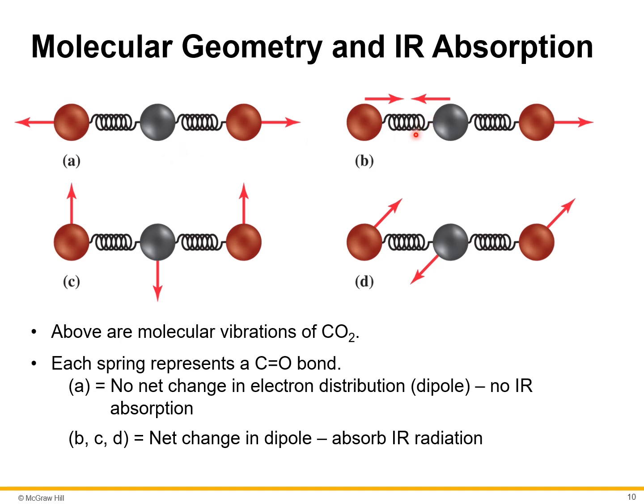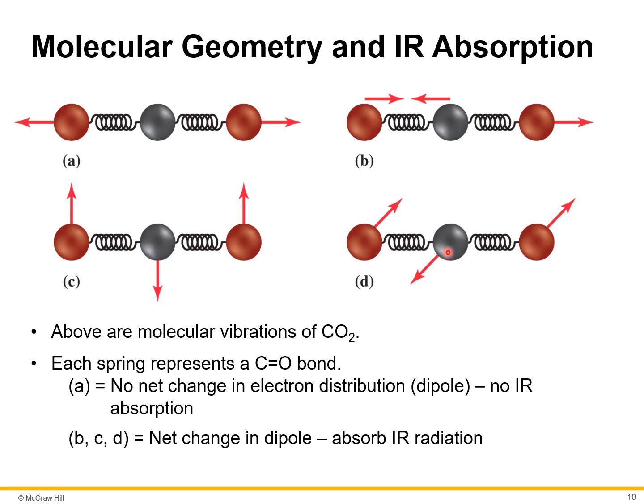However, for B, we have an asymmetric vibration where the O and the carbon, they cancel each other out, but you still have the oxygen on the right pulling. So overall, there is a net change in dipole. For C, we have something called a bending. You can see the carbon goes down, the two oxygens go up. This causes a bend. So when you have a dipole change, a dipole meaning the carbon is more positive and the oxygen is more negative, there's a dipole change.